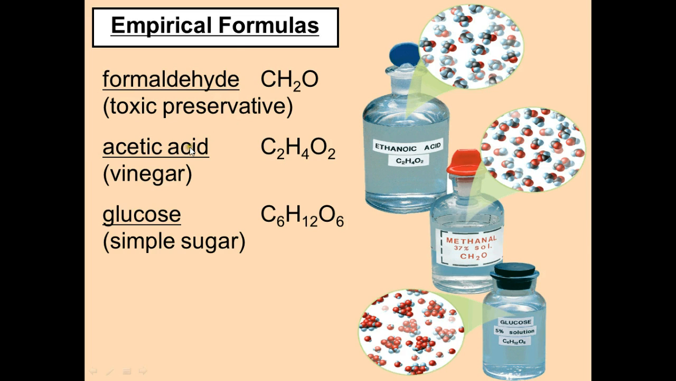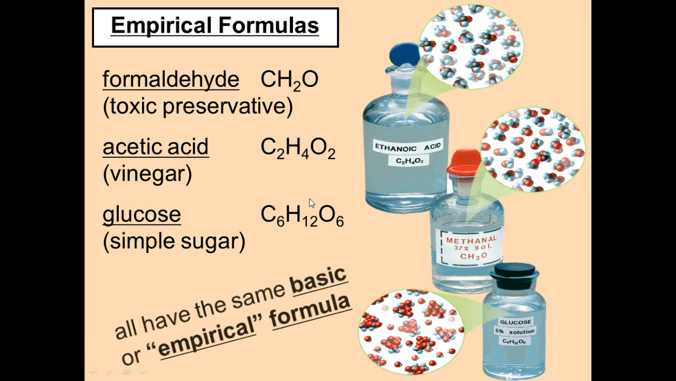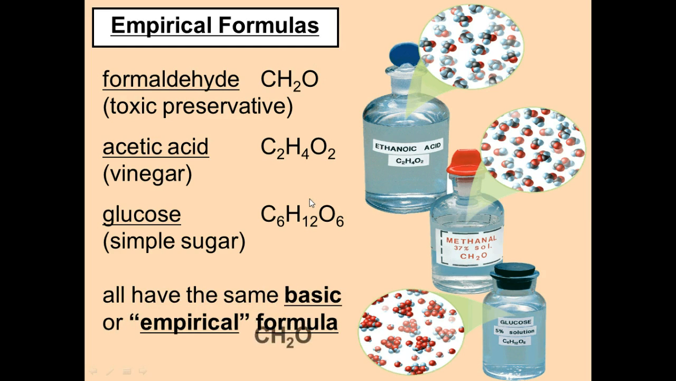And then we have acetic acid, which is vinegar, and the formula is C₂H₄O₂. Then we have glucose, which is C₆H₁₂O₆. I'm sure most of you know that if you've taken biology. The similar thing about all these is, notice how there's the same number of carbon and oxygen, and there's always twice the number of hydrogen. And so this is called an empirical formula.